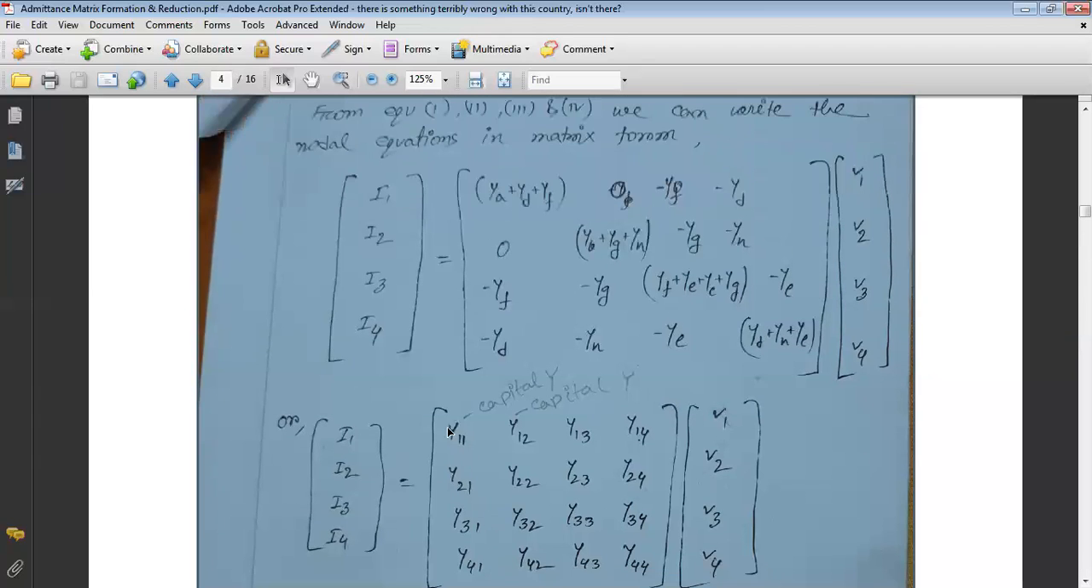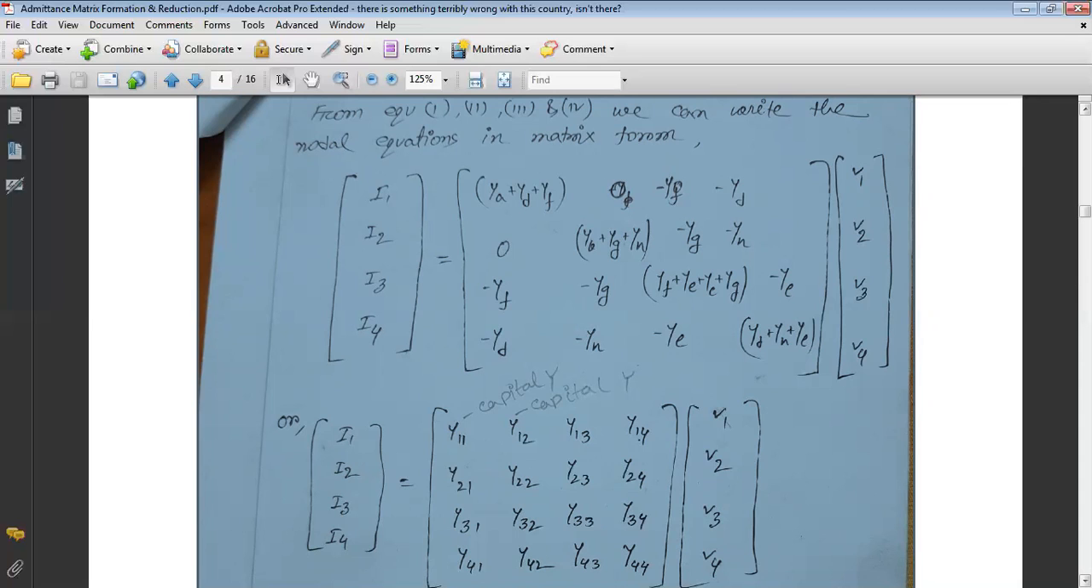So here, capital Y11. There are two meanings of this notation. The first meaning of this notation is that this is the first row, first column element of the bus admittance matrix. Similarly, Y12 means that this is the first row, second column element of the bus admittance matrix. Y43 means that this is the fourth row, third column element. This is the first meaning.